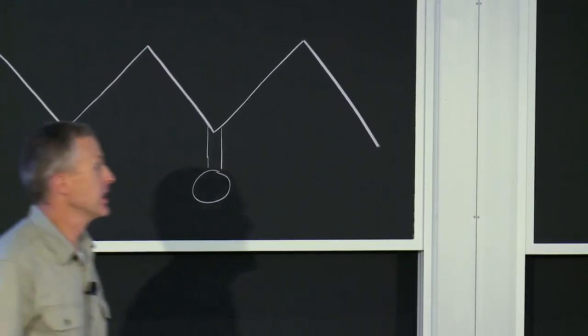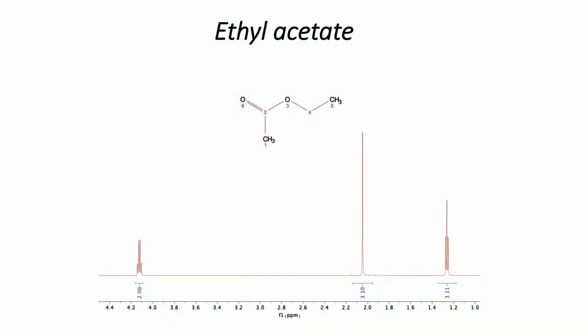So here is just a spectrum of my ethyl acetate. And so notice it is spread out into 3 separate signals.